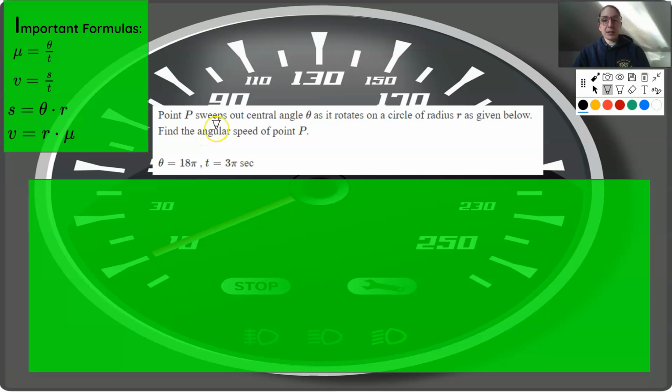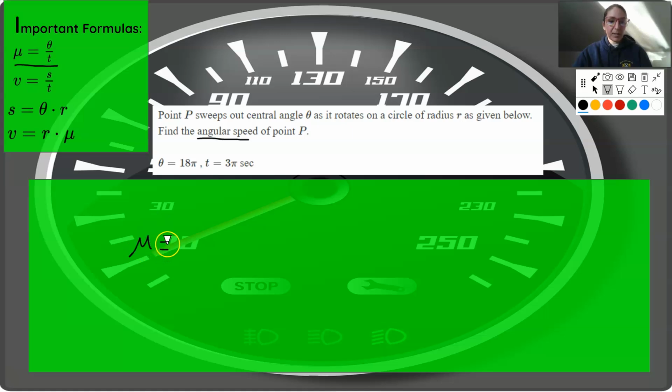Point P sweeps out a central angle theta as it rotates on a circle of radius r as given below. Basically, we have a point on a circle, and we're going around the circle. What is the angular speed? All right, well, there's our key hint. Angular speed, that's going to put us in this equation here. So let's fill in what I know.